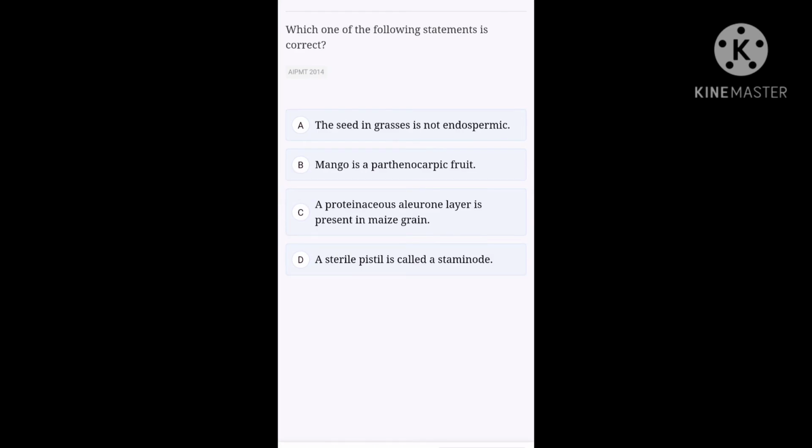Next one. Which of the following statements is correct? Option A. The seed in grasses is not endospermic. Option B. Mango is a parthenocarpic fruit. Option C. A proteinaceous aleurone layer is present in maize grain. Option D. Sterile pistil is called as staminode. Option A, no, grasses are endospermic. And option B, mango is a seeded fruit. And option D, a sterile pistil is called pistillode and a sterile stamen is called staminode. So options A, B are incorrect, while option C is the only right option given here.